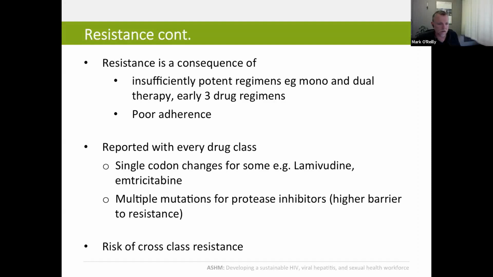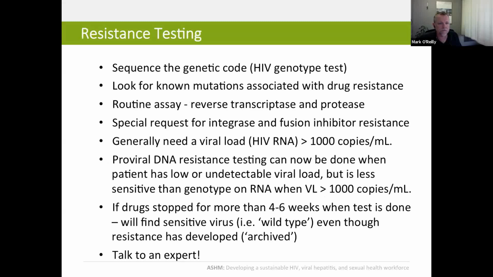Poor adherence, as I said, is the other common reason why an individual living with HIV will develop resistance. Resistance has been reported with every drug class. For some drug resistance, only a single codon change is required, but for higher barrier resistance drugs, such as the protease inhibitors or the newer integrase inhibitors, multiple mutations are required. When we see some resistance mutations, it can cause what we call cross-class resistance.